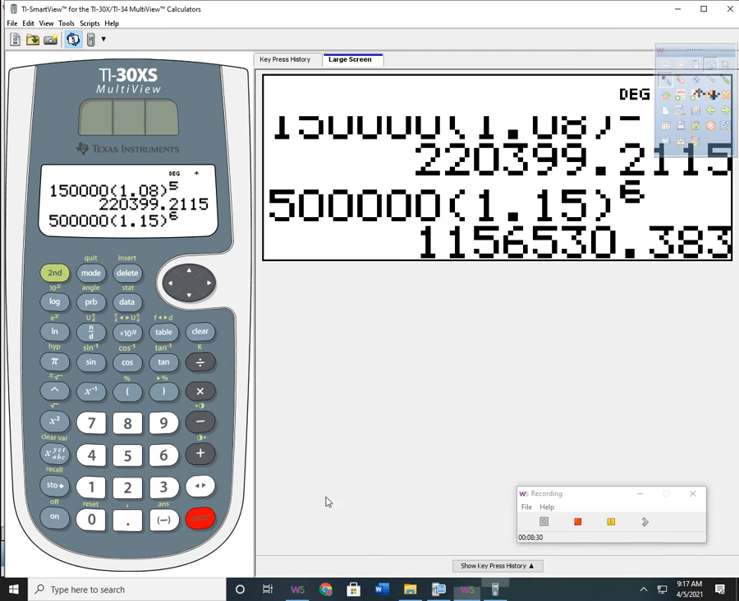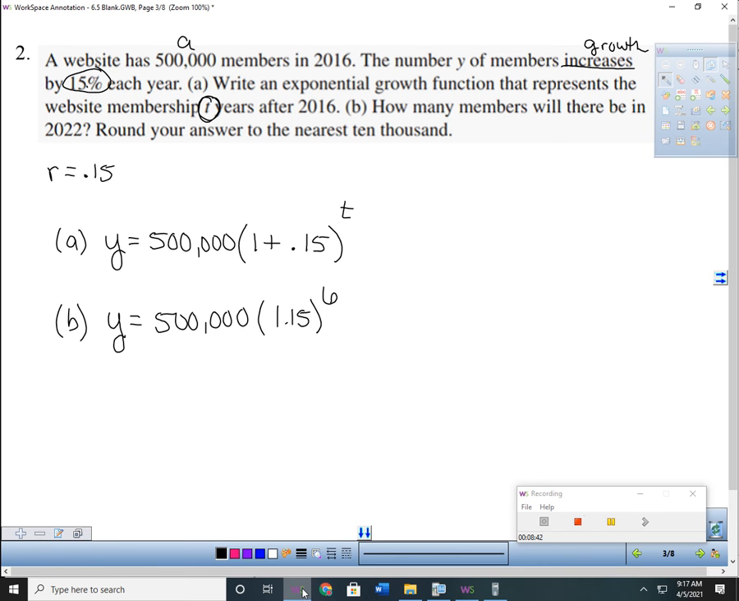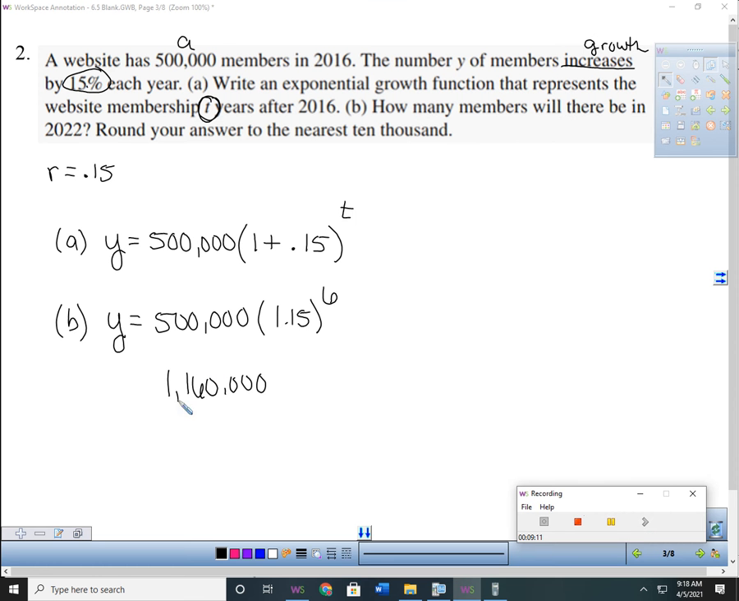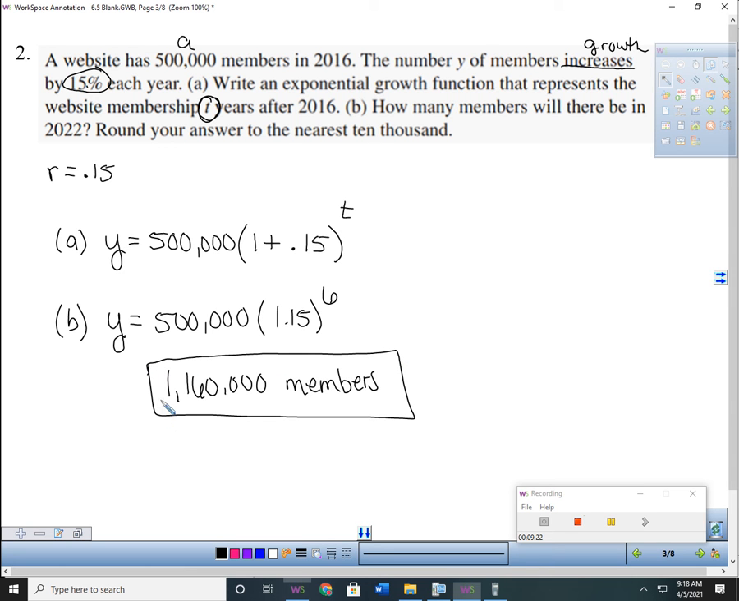1,156,530. So it said to round to the nearest 10,000. So this is the ones, the tens, hundreds, thousands, and then 10,000. Yes? So I'm rounding to this place. So I look back here, and I have a 6, which means this is going to round up to a 6. So 1,160,530. So we have 1,160,000 members. Always put whatever your unit of measure is. Members, people, dogs, cats.